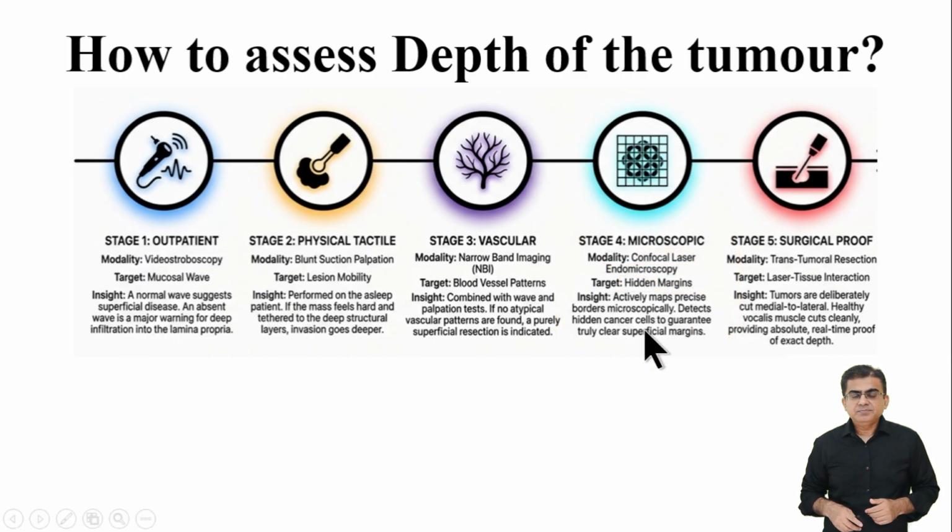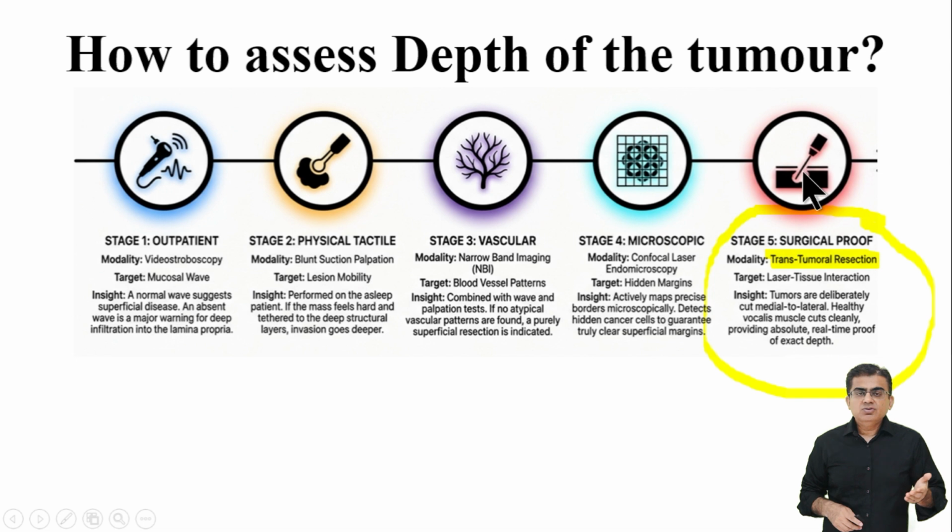Finally, stage 5. When dealing with bulky tumors, we must get absolute surgical proof of the depth. We achieve this by performing a deliberate transtumoral resection. We must purposefully cut the tumor from the medial side to the lateral side. When your laser finally hits the healthy vocalis muscle, the tissue will suddenly cut perfectly cleanly. This distinct tissue interaction gives you real-time, absolute proof of your exact surgical depth.